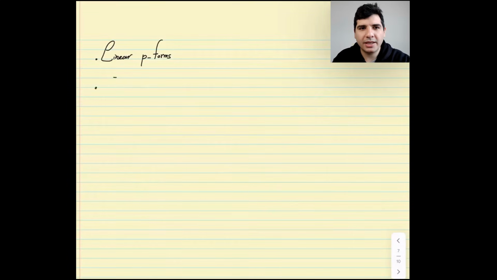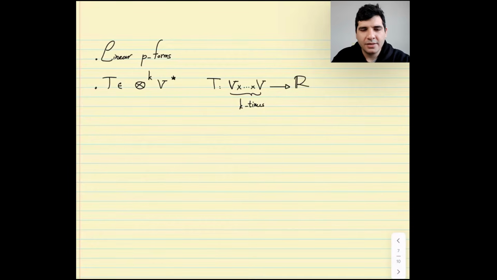So what do I mean by a linear form? Suppose T is an element in the tensor product of V star, k times. So T is a map from V times V times V, k times, to R. Great. So what do I mean by the map to be a p-form, a differential form?